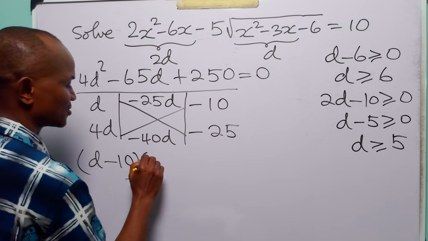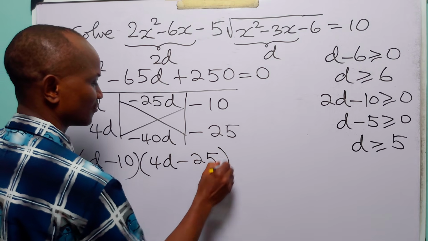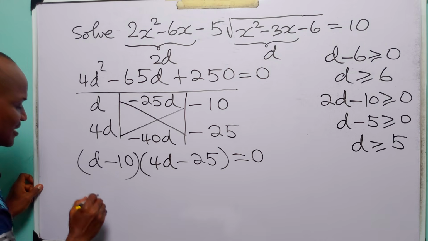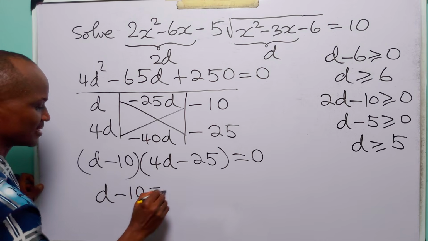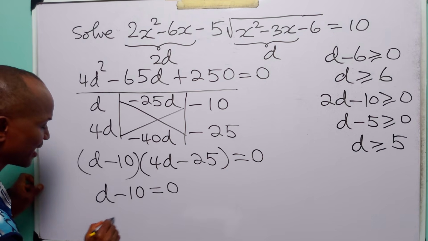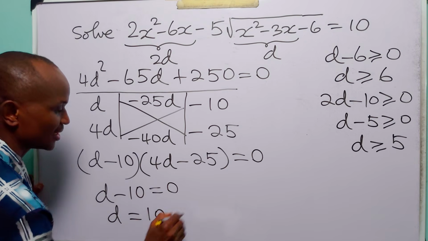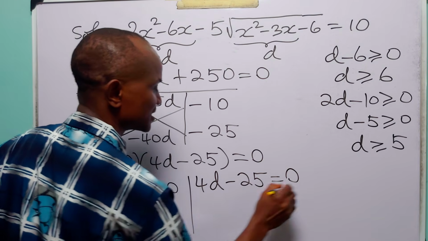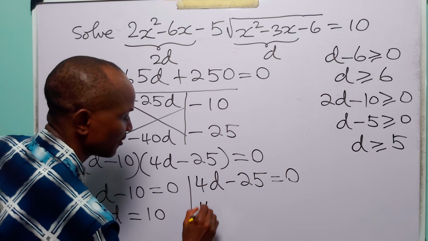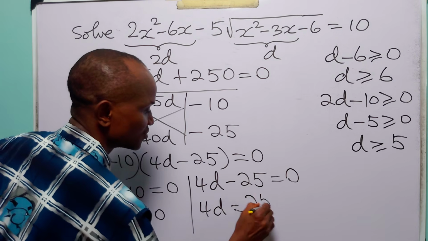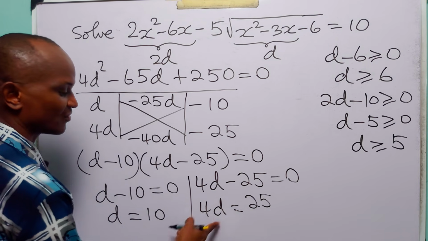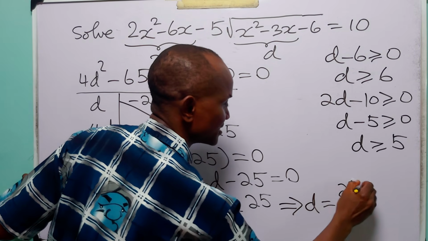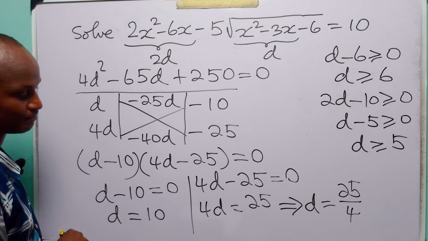times 4d minus 25 is equal to 0. And of course, from this equation, we have that either d minus 10 is equal to 0, from where d is equal to 10, or 4d minus 25 is equal to 0, from where 4d is equal to 25, and dividing both sides of this equation by 4, d is equal to 25 over 4.